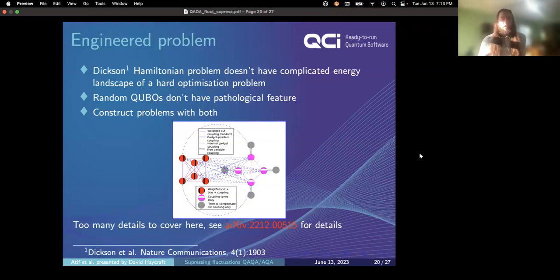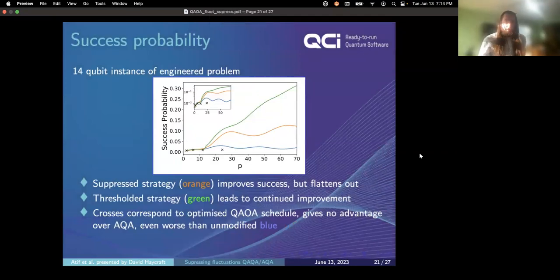Finally, for our engineered problem, we have the Dixon Hamiltonian combined with the max cut problem to provide a more realistic hard optimization problem, since our other two examples either didn't have the pathological feature or aren't extremely difficult in terms of their actual optimization. So we wanted to find a problem that combined both those attributes. This last example shows that the thresholded and suppressed strategies both outperform the unmodified version, as well as the optimized QAOA schedule.